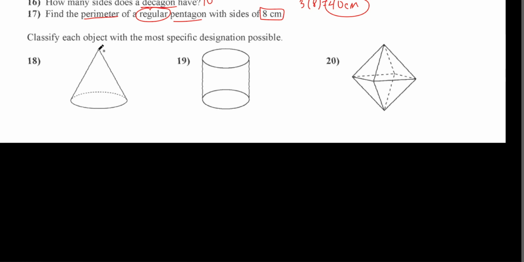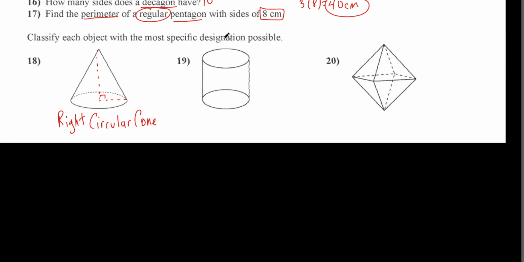And the top of it, I should have put this. Okay, so I would call this a right, what? Circular cone. Okay? Not hard, right?